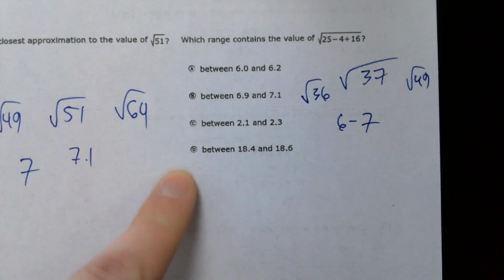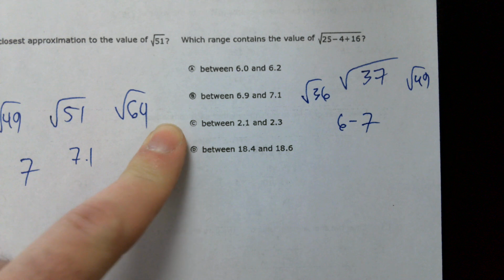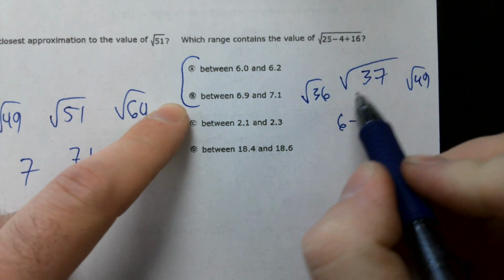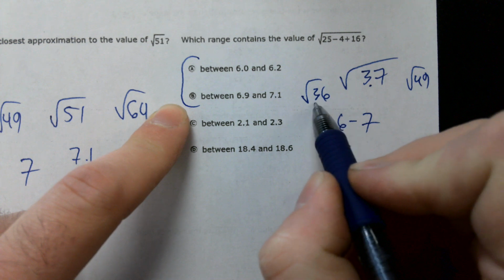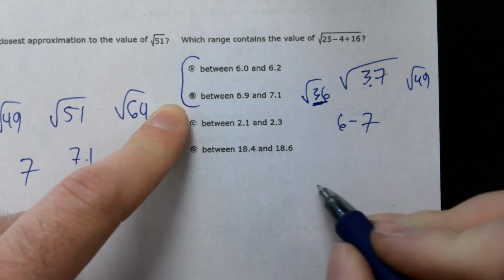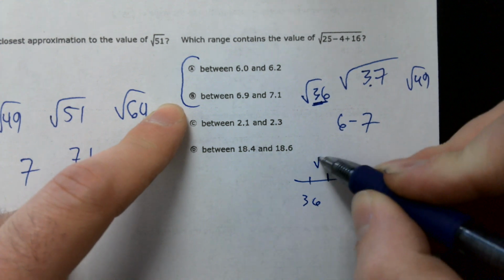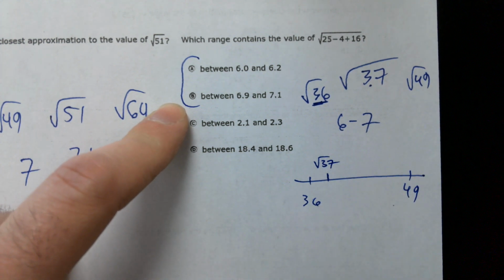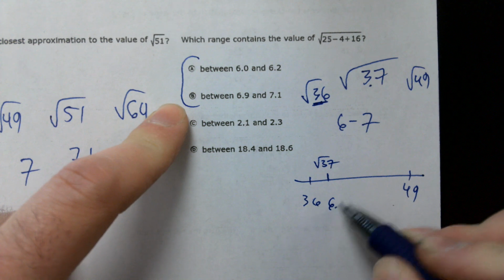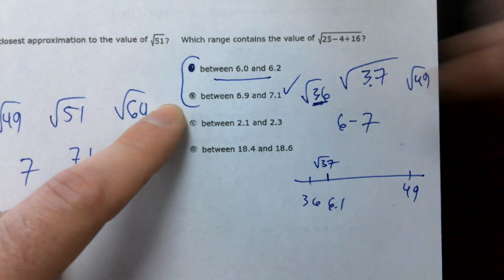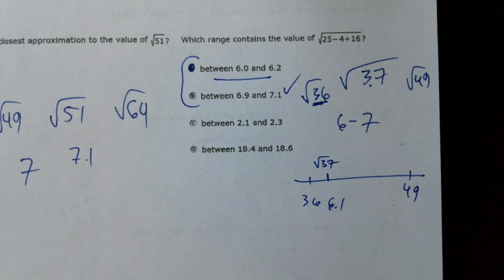Does that help me figure out what my answer is? No, because I've got 2 options there that are between 6 and 7. But because 37 is much closer to 36, right? If I pull up a number line, 37's right in here. So that's going to be really close to 6, maybe 6.1. Hey, look at that. Now I know that it's going to be A, because B is way too high, right?